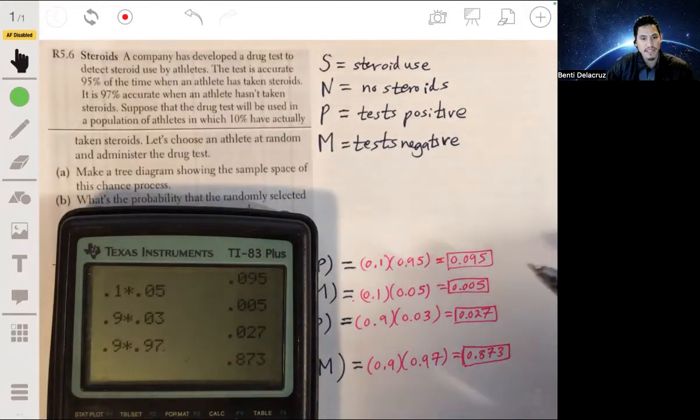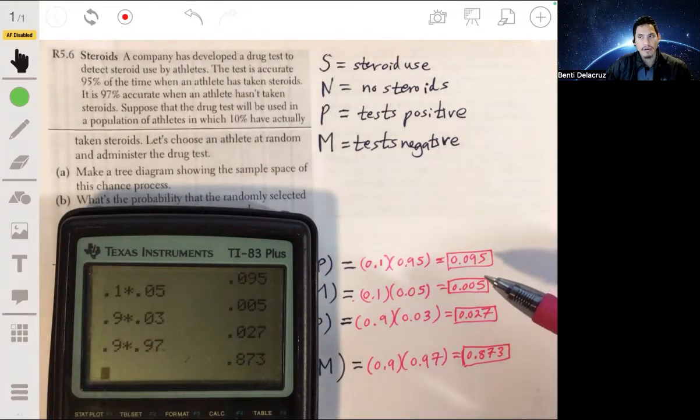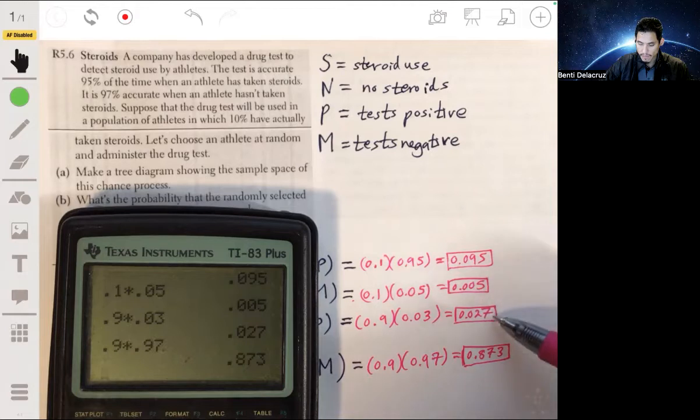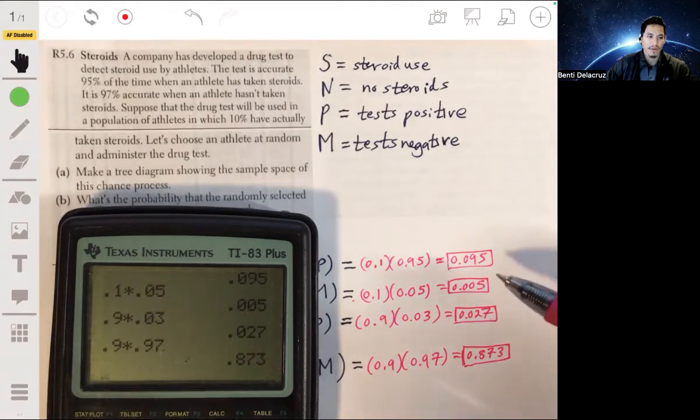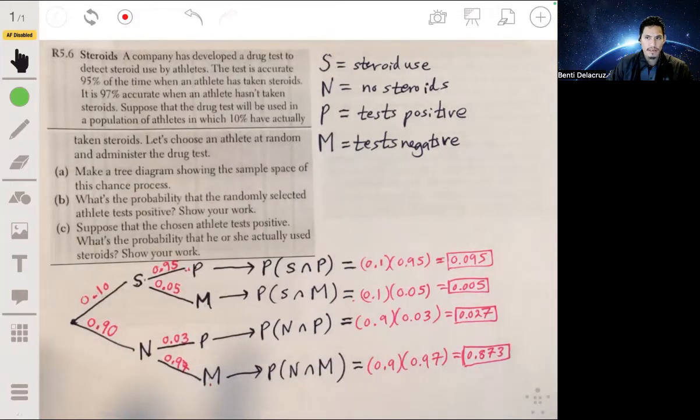And again, to make sure you did all these accurately, you add these all up, and they should add up to 1, because this is all of the possible things that can happen. They do add up to 1 when you add them. So that's a probability tree. I usually like to take the time and label every single part because it's going to make the rest of the problem a lot easier. Now let's look at part B.